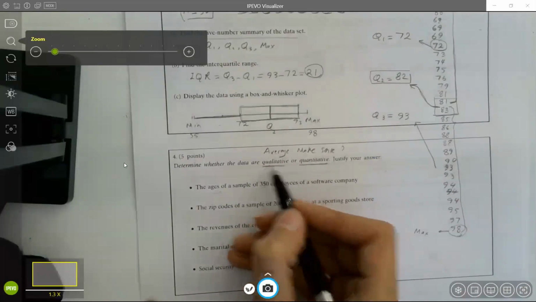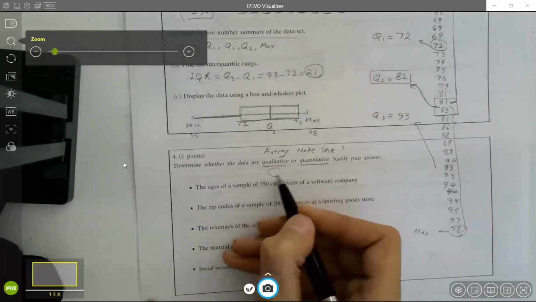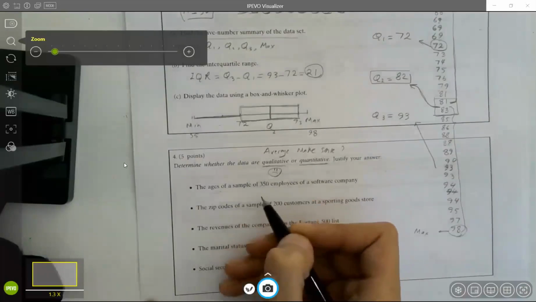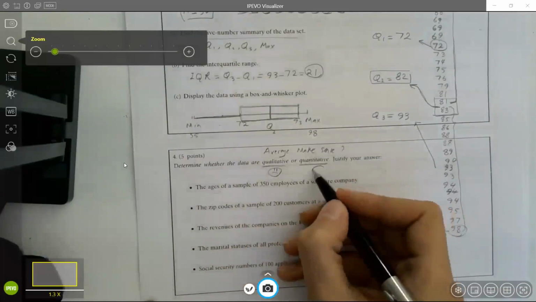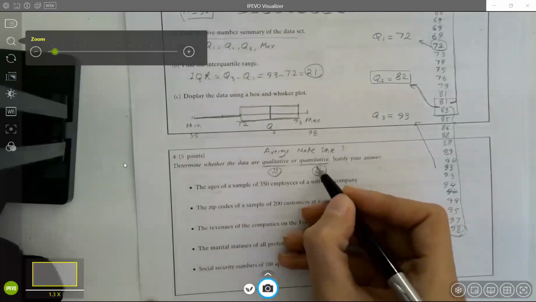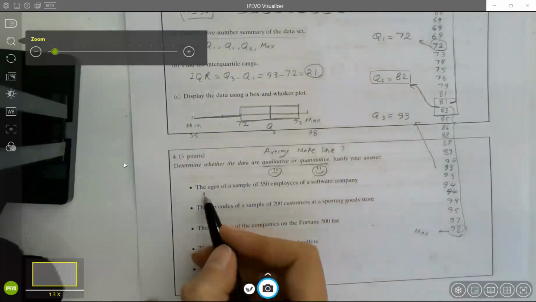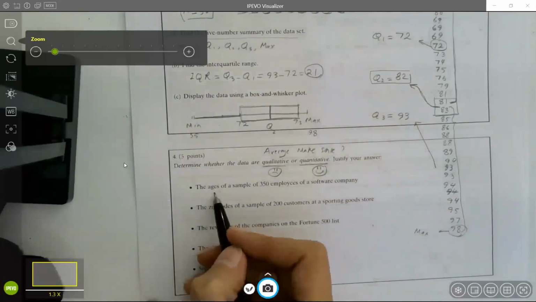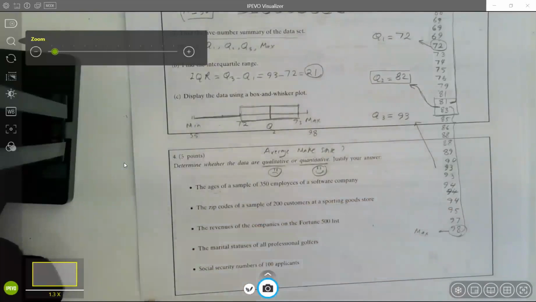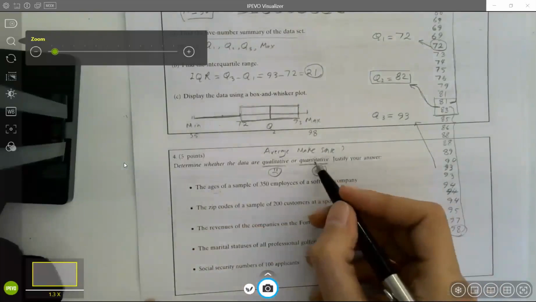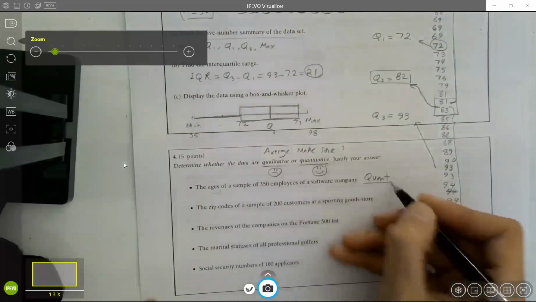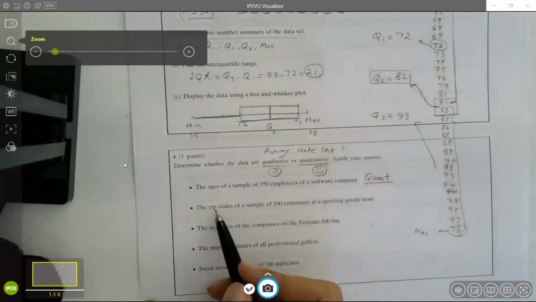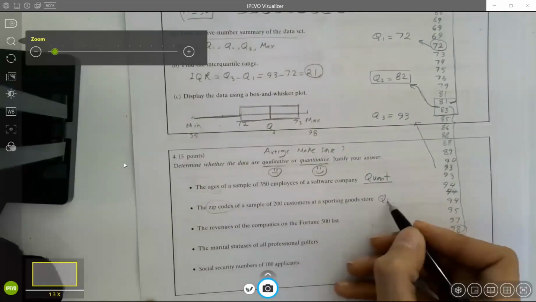Qualitative, quality, categorical: it doesn't make sense to find the average. Quantitative: yes, when we find the average, it's meaningful. The ages, what's the mean age of, for example, people? Yeah, it's actually numerical, or quantitative. The zip codes: it doesn't make sense to find the average of zip codes. So it's qualitative.